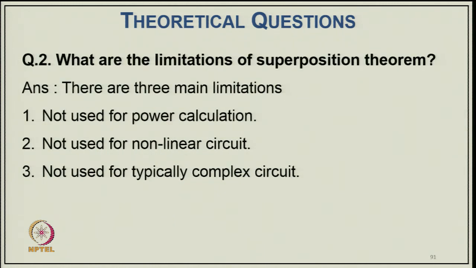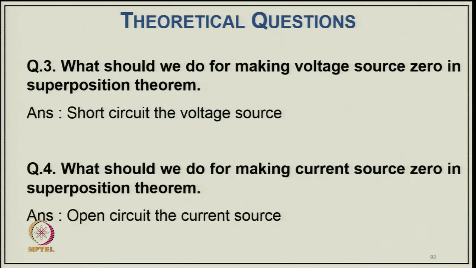And what are the limitations of the superposition theorem? There are three main limitations we discussed: it is not used in power calculation, not used in nonlinear circuits, and not used for typically complex circuits. What should we do for making the voltage source 0 in the superposition theorem? You have to short circuit the voltage source. What will we do for making the current source 0 in the superposition theorem? You have to open circuit the current source.